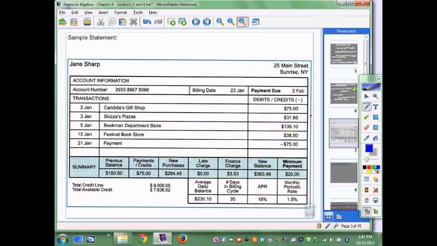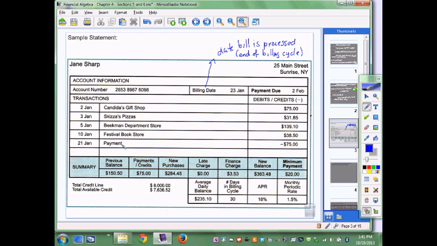This is a sample credit card statement. They don't all look exactly like this, the formatting may differ, but they'll all have the same information. You have your customer name and address on there. There'll be the account information, which will include account number and a billing date. This is the date the bill was processed. It's also the end of your billing cycle. And then you have a payment due date.